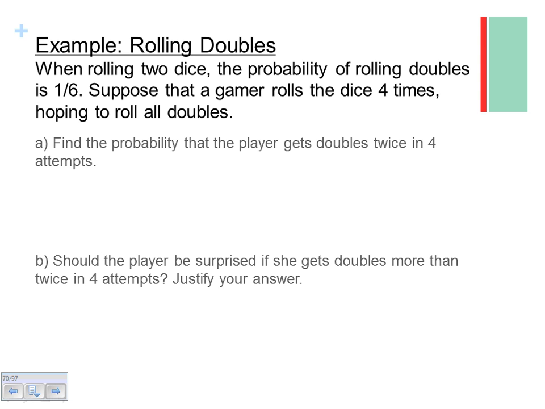So it says find the probability that the player gets doubles twice. So we are looking for the probability that they get doubles twice, and only twice in the 4 attempts. So here I could do the binomial PDF. Let's see. There are 4 attempts. The chance is 1/6. And I want to find 2 successes. So you can put that in your calculator, and you should get approximately 0.1157.